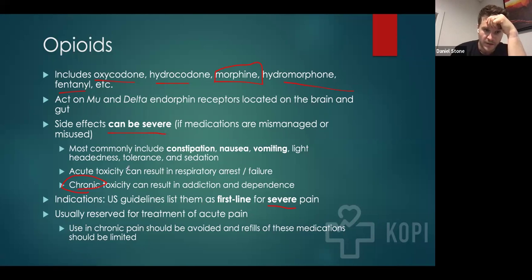When used acutely, the big thing that you want to make sure is that you monitor their respiratory status. This can be done through oximetry or through telemetry. When used chronically, the most common side effects are constipation, nausea, and vomiting, as well as things like tolerance and sedation. These are things you probably would never see in Tanzania, but they do occur in the United States when patients are on these medications for a long period of time.